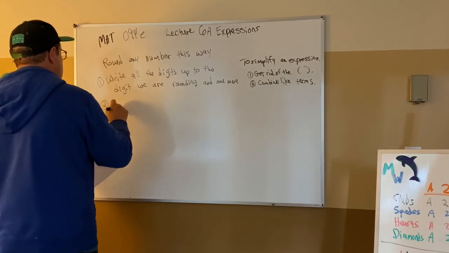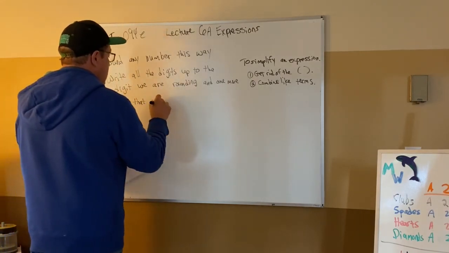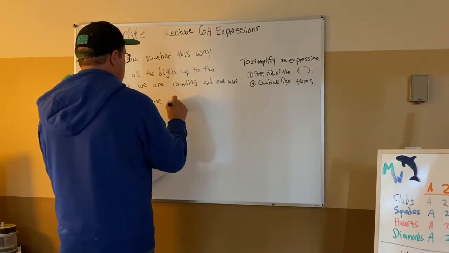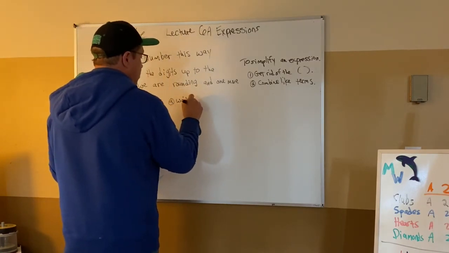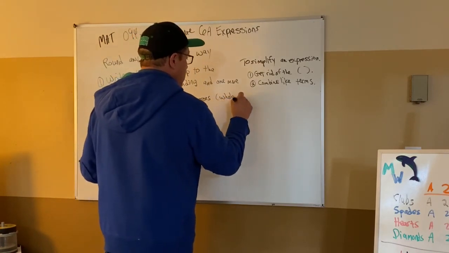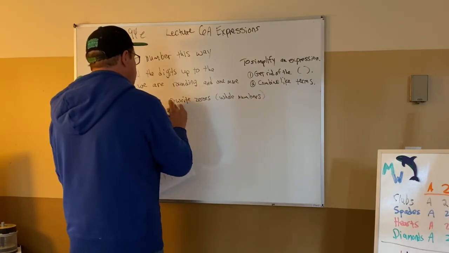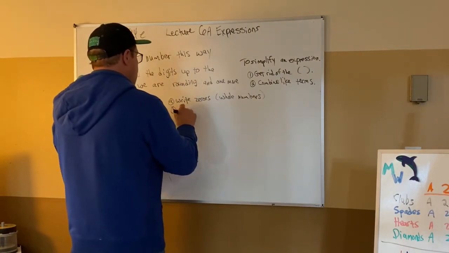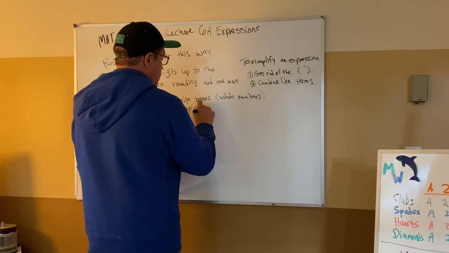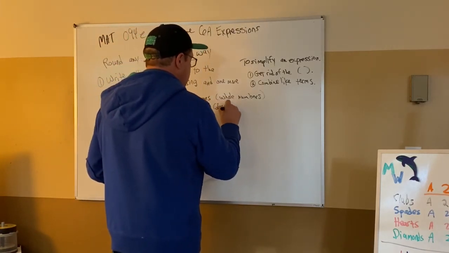Number 2, after that, we write zeros for whole numbers, or B, not D, B, drop digits for decimals, because you don't want to look that far.